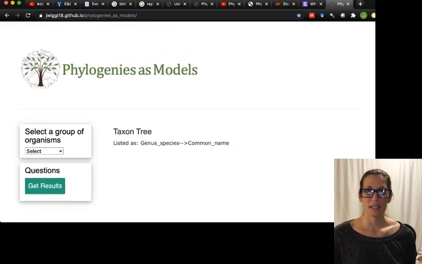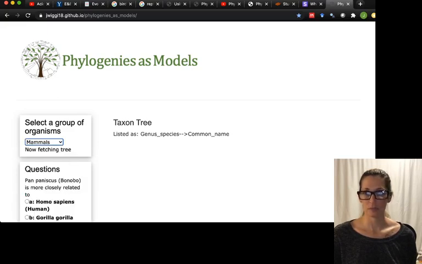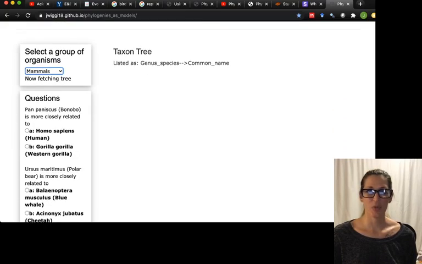What this website does is it pulls phylogenetic trees and builds them for you and then lets you play with them. So what I would like you to do is choose at least 2 of the groups of organisms. And I will show you mammals first. And it'll take a second because it has to go pull the tree.